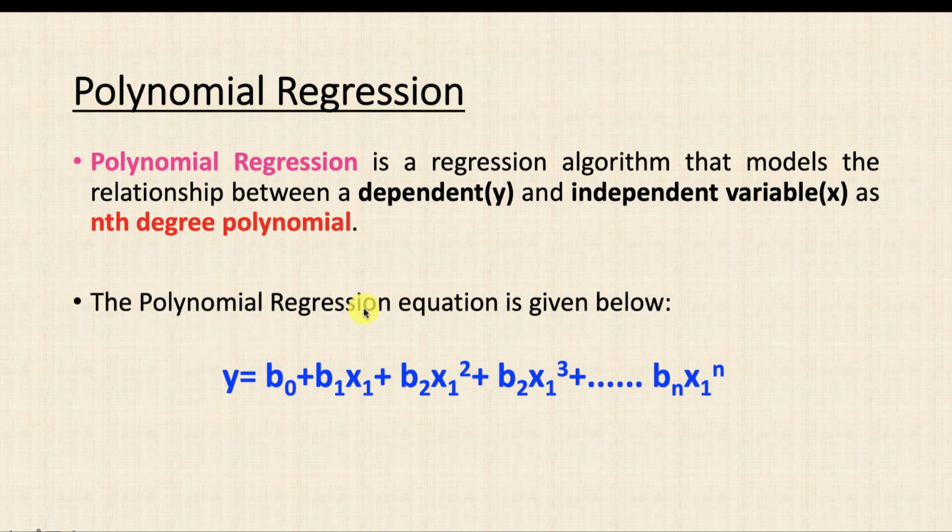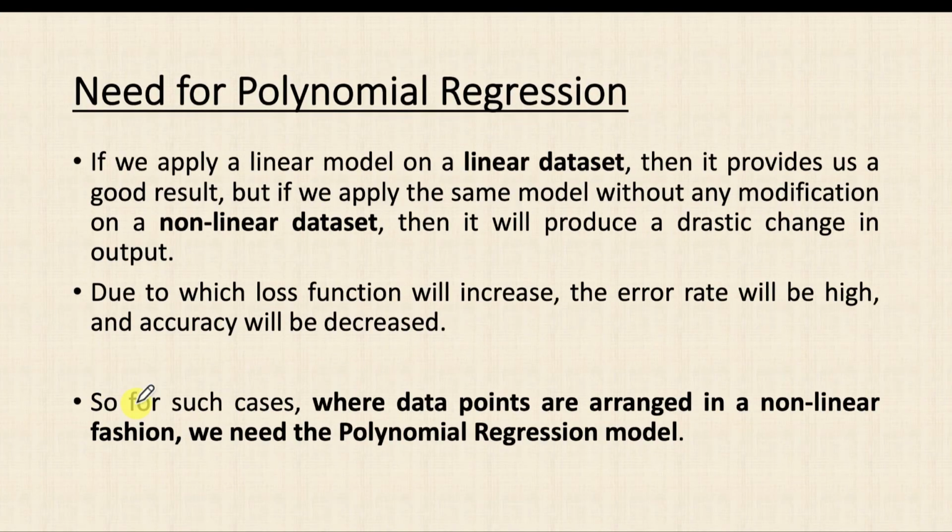So let's start with the basic equation. Here is the polynomial regression equation: y is equal to b0 plus b1 x1 plus b2 x1 square plus b3 x1 cube up to bn x1 to the power n. Here you can see, guys, we have some coefficients b0, b1, b2, b3, right? Here there is a correction: b3 x1 cube, okay?